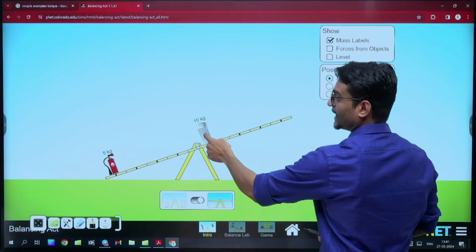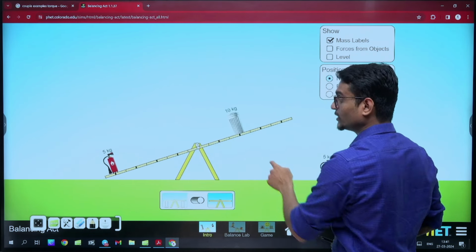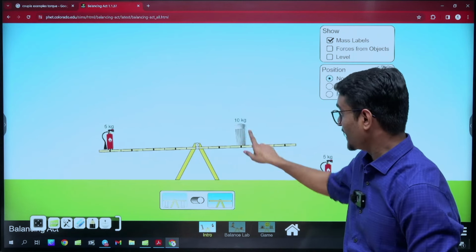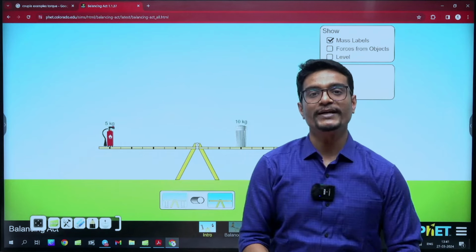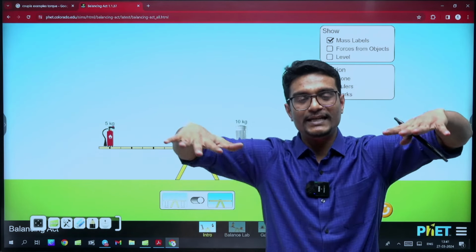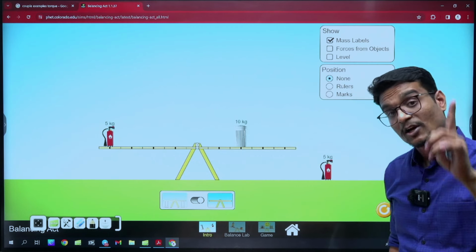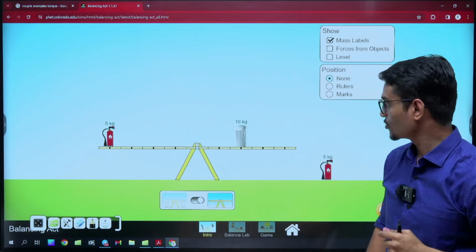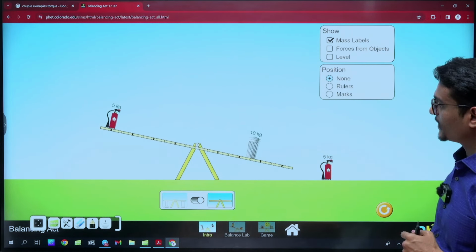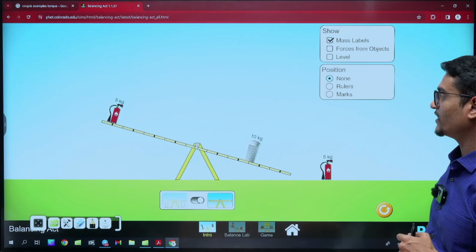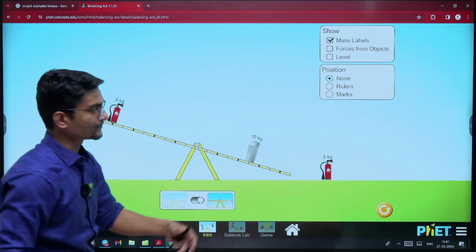So if I place it at the marking of 1, 10 into 1 is 10. 10 into 2, that is 20. Yes. Now see, 10 into 2, 20 units of moment. 5 into 4, that is 20 units of moment. So the plank came to equilibrium. And this is called rotational equilibrium. So if I slightly shift this mark here, now you can see that the moment of the 10 kg weight is more than the moment of the 5 kg, and hence it got tilted on that side.